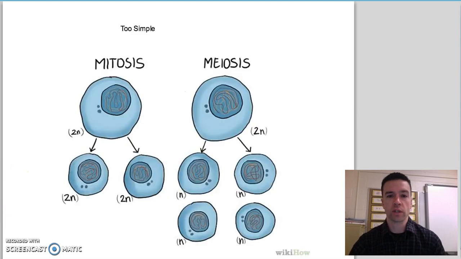So we look at this picture here. This shows us a really simplified picture of what mitosis is. You see mitosis makes 2 cells, meiosis makes 4 cells. You can even see the difference in chromosome number. But to me, it's too simple.